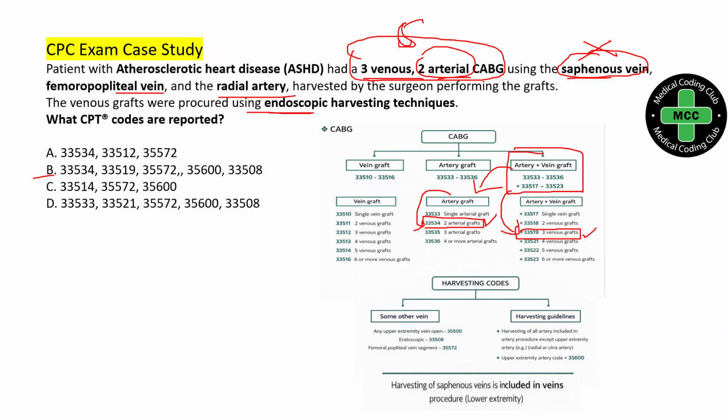So here if you check, the femoral vein code is 35572. Okay, and the radial artery code, which is the upper extremity code, is 35600. Okay, then they have also utilized endoscopic harvesting technique, 33508. Okay, simple. So first you got the CABG codes, then you got the harvesting codes. So option B is correct for this question. Okay, simple. CABG will be very simple if we understand it this way.